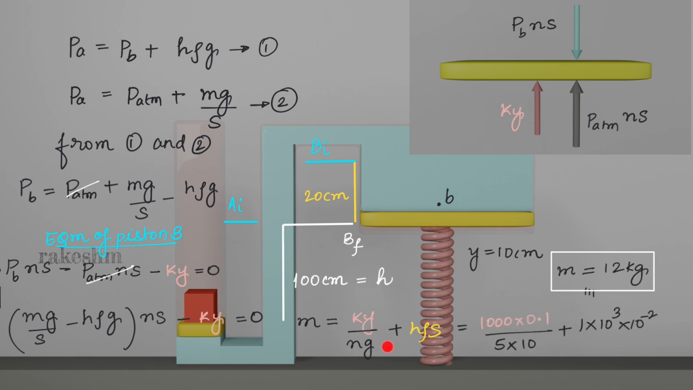Finally, when we put the values in this, we get m equal to 12 kg. So the maximum mass which can be put on this gently, so that this does not come out, is 12 kg. So let us have a look at the schematic once again.